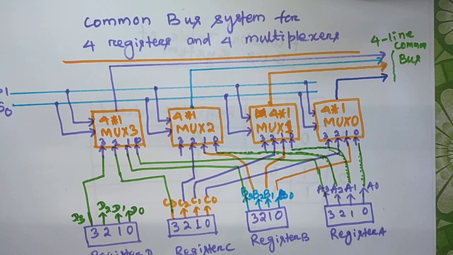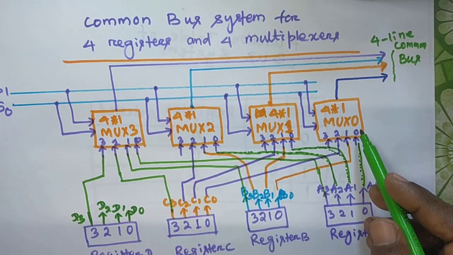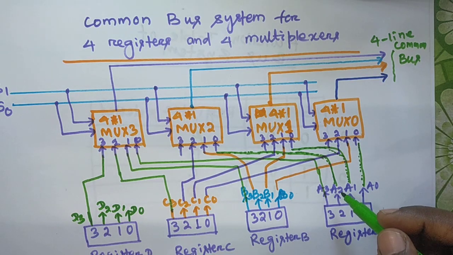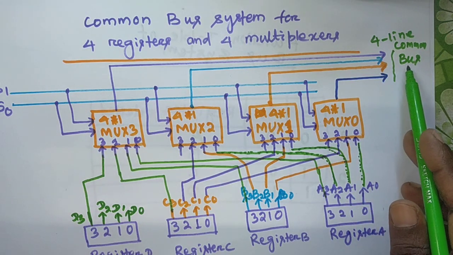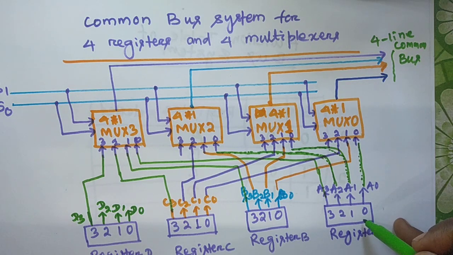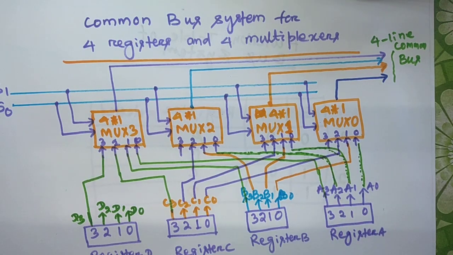You see, first of all the data from register C is already connected to each individual multiplexer. Now we will connect the direction of data from the 4-line common bus to a register. Then how will it act and receive this data? First I will connect that data. Okay, now we see in a very simple way.